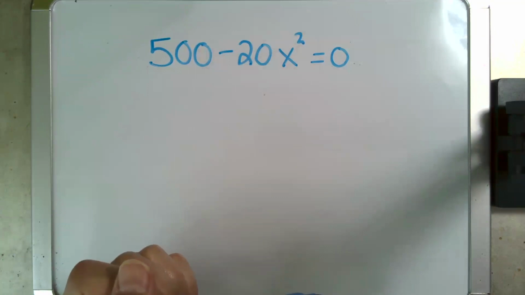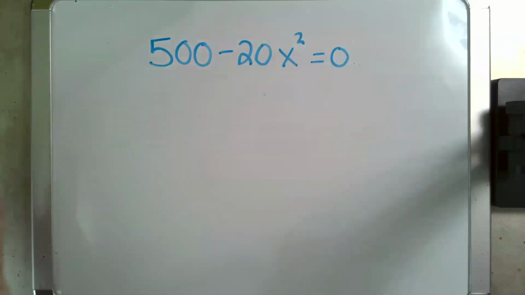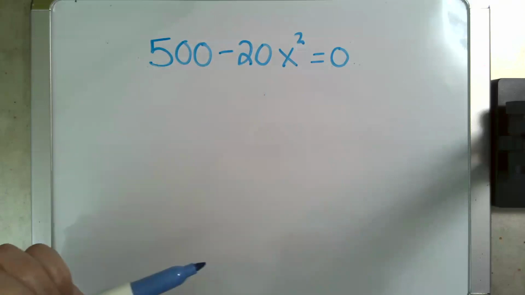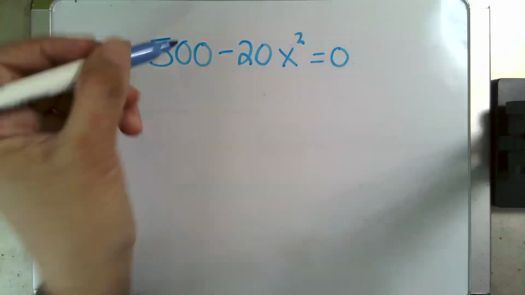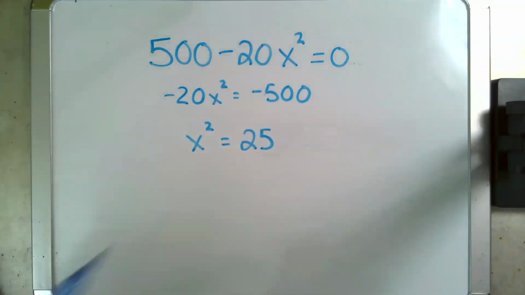If your problem simply says solve, awesome, you're in luck. We would do it like this. We would isolate the x on one side and then solve. So our first step would be to subtract 500 from both sides. Our next step would be to divide both sides by -20. And our final step would be to take the square root of both sides.